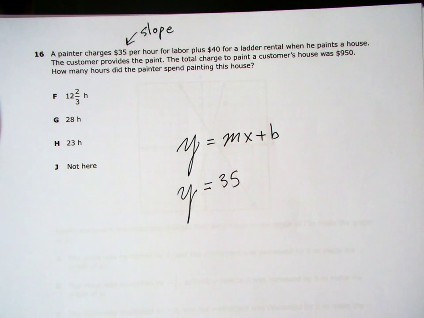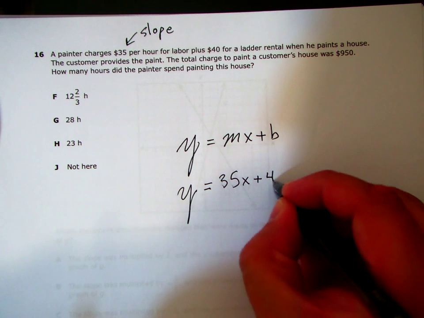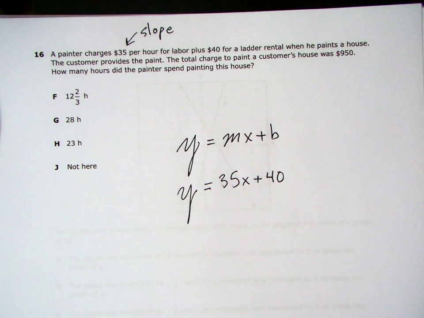For labor plus a $40 ladder rental fee. So that's an automatic fee. Doesn't matter how many hours you get. It's an automatic fee, so that goes in the back. That's the y-intercept, how much you have to pay up front. Okay? Sometimes it says fee, sometimes it says rental fee. Right here it just says rental.